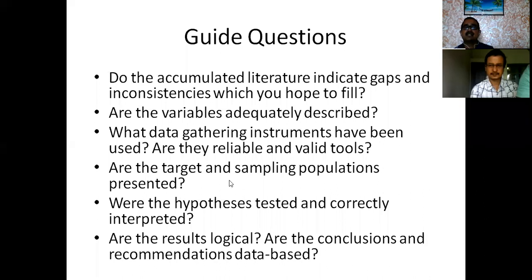Are the target and sampling populations presented? The target and sampling population were presented or not. If it was not presented properly, then you will have to overcome that limitation in your research work, and you have to argue that point in your research. Were the hypotheses tested and correctly interpreted? I'm telling you one fact, that in many researches, hypotheses are not tested properly.